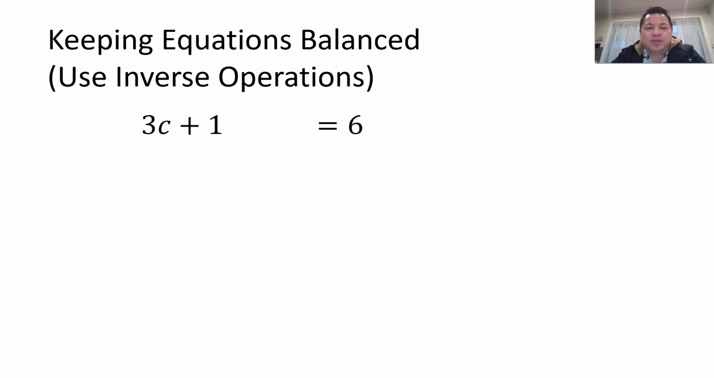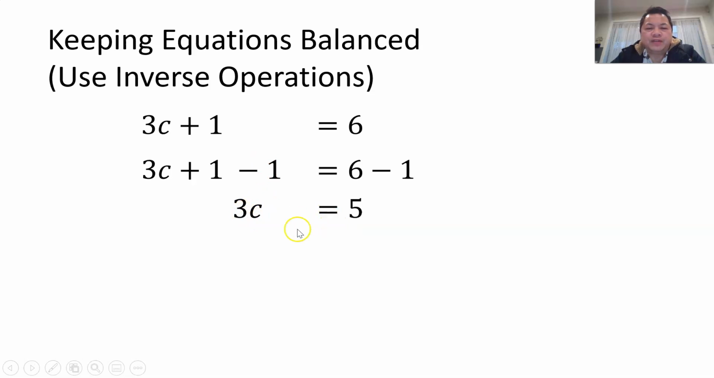What happens if I have this situation here? Okay, I've got to get rid of the 1 and the 3. So let's get rid of the plus 1 first. So I have to minus 1. Okay, so it's 3c equals 5. So I've got to get rid of 3. So I have to divide by 3 on both sides. So that's how I get c equals 5 over 3. Okay, moving on.